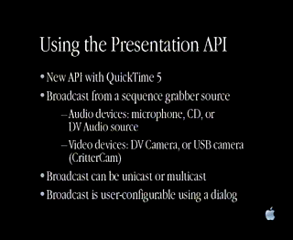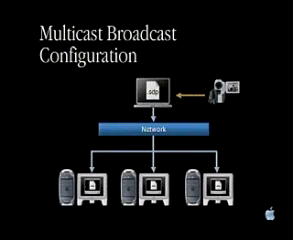This enables you to broadcast from any source that is sequence grabber compatible, audio devices such as 2 turntables and a microphone, or any DV audio source. Also video devices as well. And you can specify that that broadcast is unicast or multicast, going to a single machine or to a number of machines on the same network. And the broadcast is also user configurable via settings dialog, which we'll see in the demo to follow. So let's look at how this works from a client side.